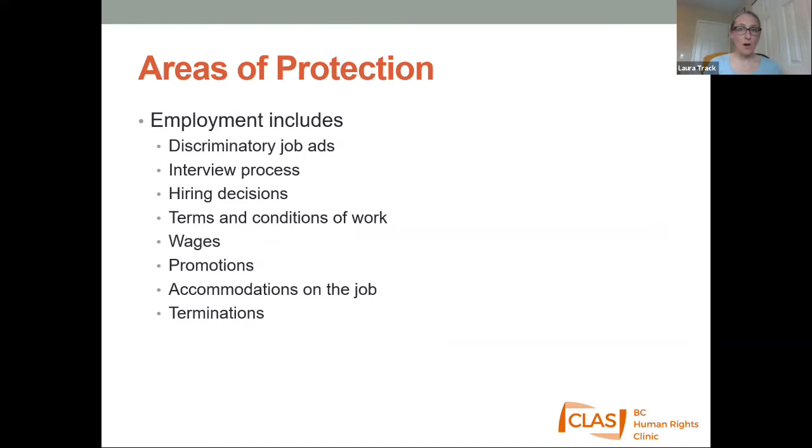Just a little bit of context about those areas of protection. Employment includes seeing a discriminatory job ad. It includes discrimination during the interview process or in a hiring decision, on the job, the terms and conditions of your work, how you're paid, whether you get a promotion or not, accommodations for any disability that you might have, being terminated. All of these parts of the employment relationship are protected from discrimination. You shouldn't be treated in a discriminatory way in any of these parts of your job.